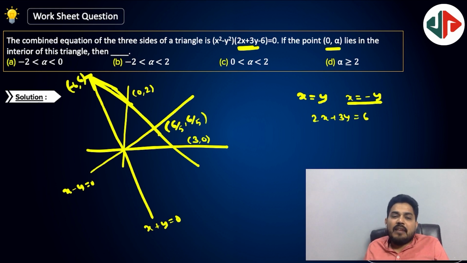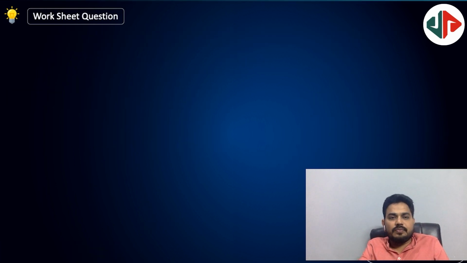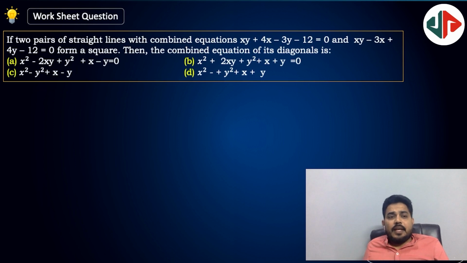Now what are they saying? (0, alpha) is a point inside. So for any such point, where is it meeting this one? It's (0, ...). So alpha should satisfy 0 less than alpha less than 2, because (0, alpha) should be inside. So the answer is 0 less than alpha less than 2.